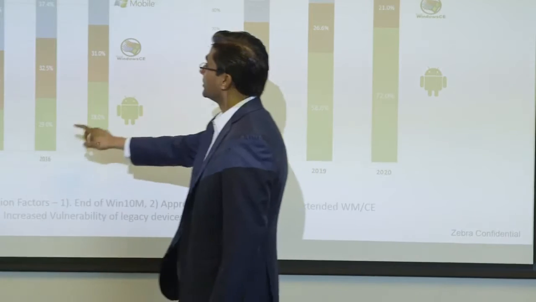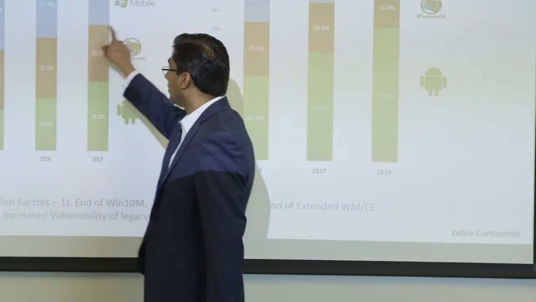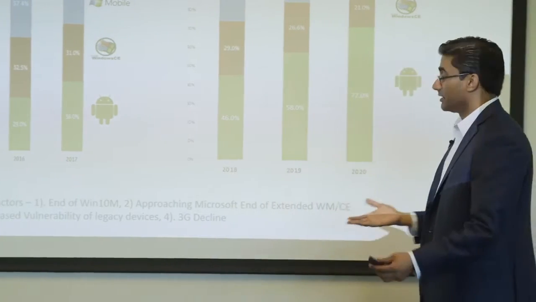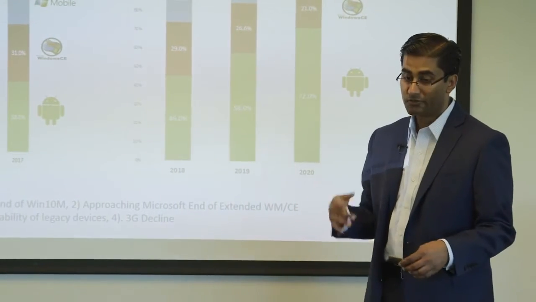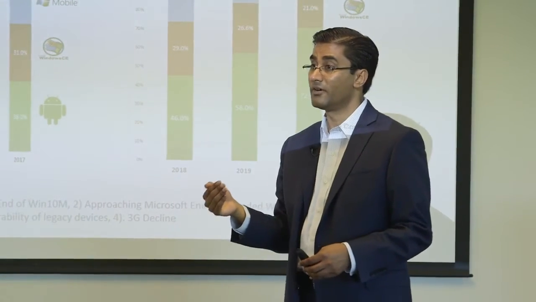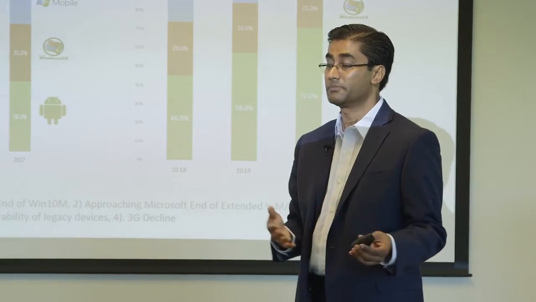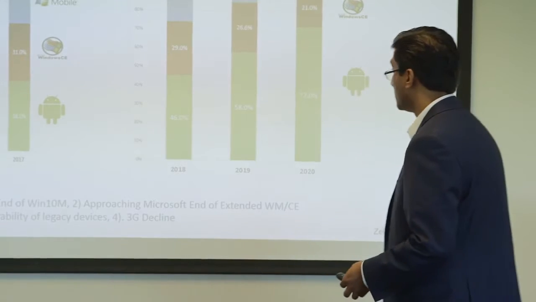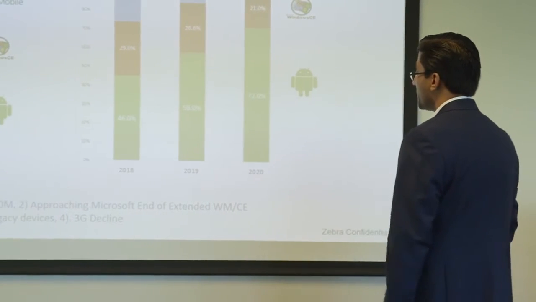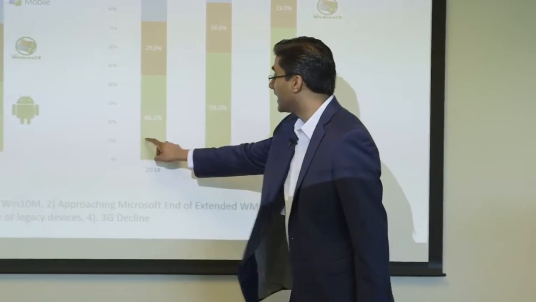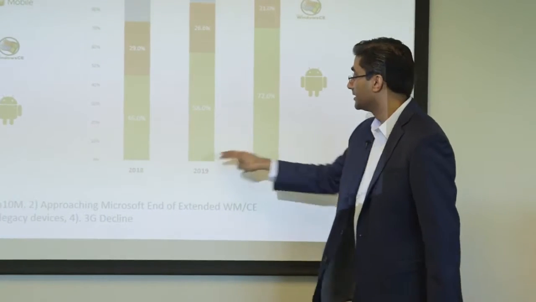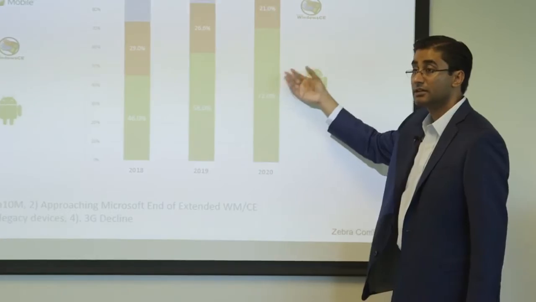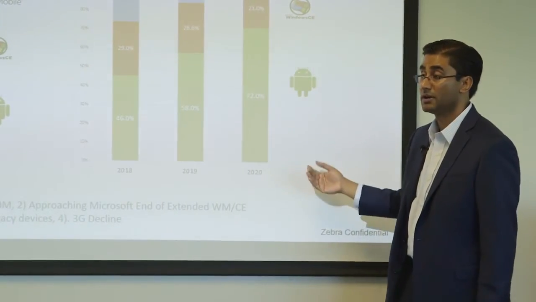At the same time, you see the decline on the Windows platforms as well. By the way, on Zebra devices today, 45% of our devices are still shipped on Windows, and the rest is running on Android. So that's again a pretty big shift for us. But if you look at where 2019 and 2020 go, you can see that the majority of the market share that we project is going to be running the Android operating system.